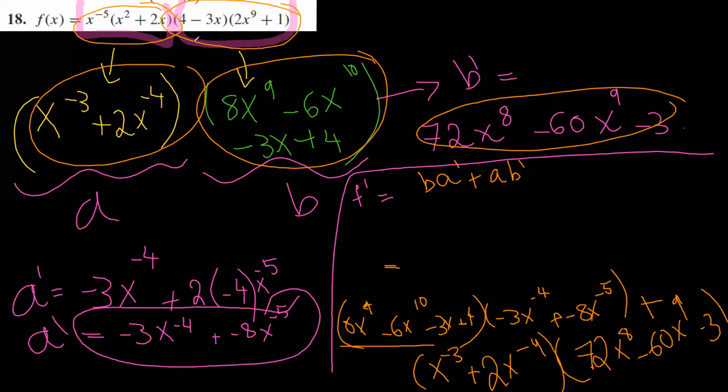I find the derivation of A, which is negative 3x to the power negative 4 plus negative 8x to the power negative 5. And also I will find the derivation of B, which is 8 times 9, 72, raised to the power 9 minus 1, which is 8, minus 6 times 10, which is 60, raised to the power 10 minus 1, which is 9, minus 3x times 1, which is negative 3. After that, I just put them using this formula, which is B A prime plus A B prime. Is it clear?